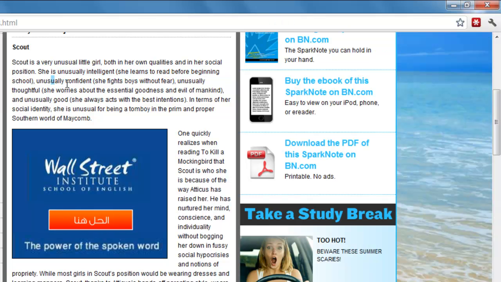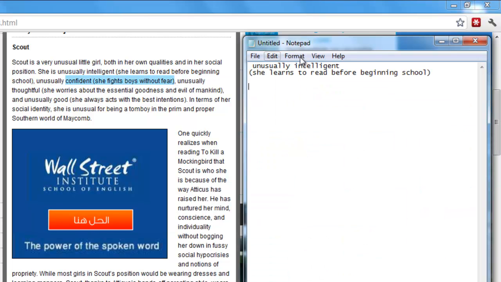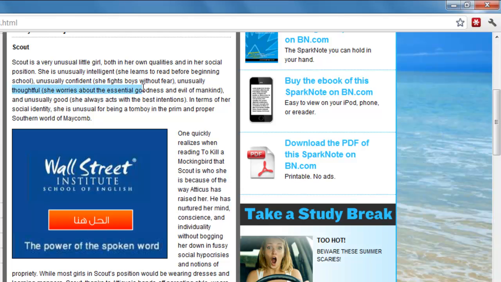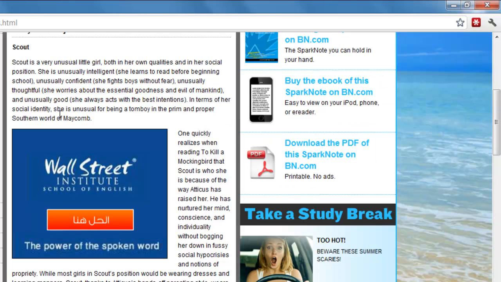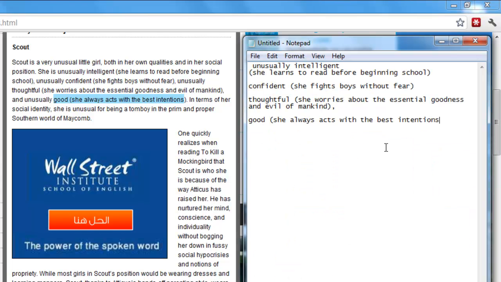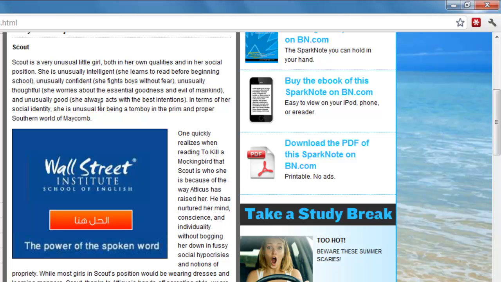She's unusually confident. She fights boys without fear. And again, thoughtful. She worries about the essential goodness and evil of mankind. Good. Acts with the best of intentions. In terms of her social identity, she's unusual for being a tomboy in the prim and proper.